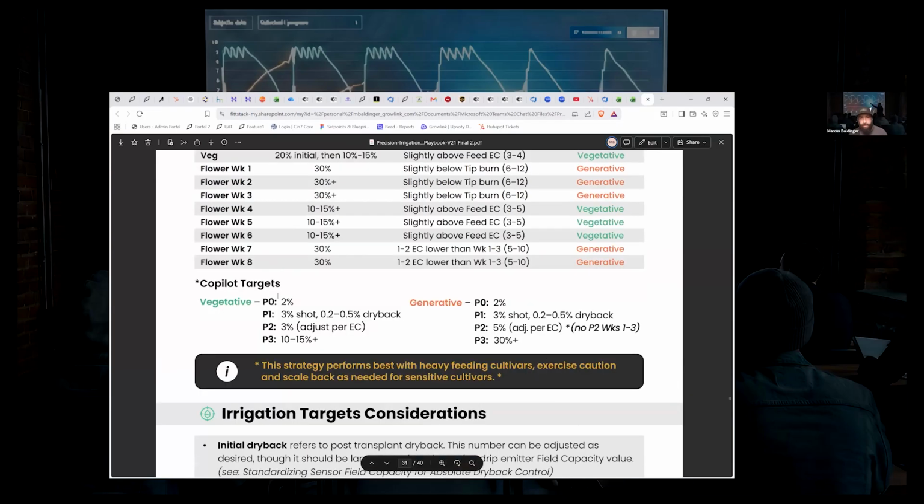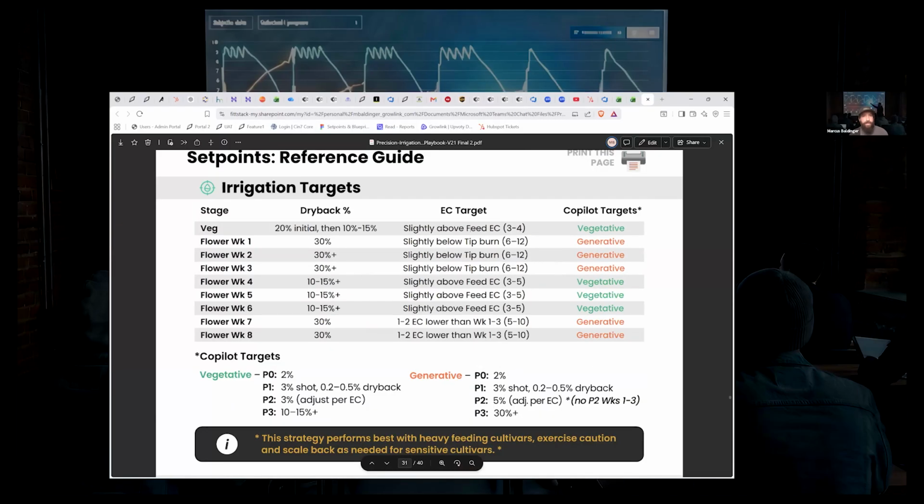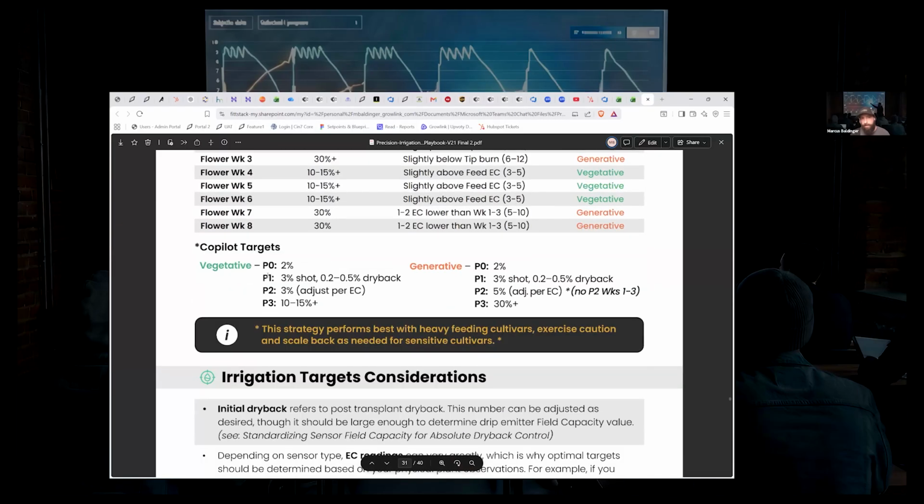And then real quick, these Copilot targets. These are half of your targets here with P3 and EC. This is the rest, P0, P1, P2. And if you notice, they're all the same for the most part. I do not change my P1s at all throughout the entire run. Once I find a good P1 sequence, I stick with it.